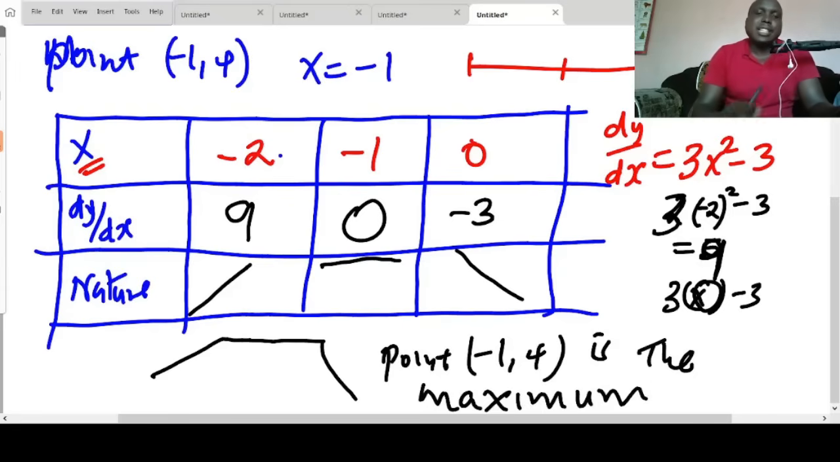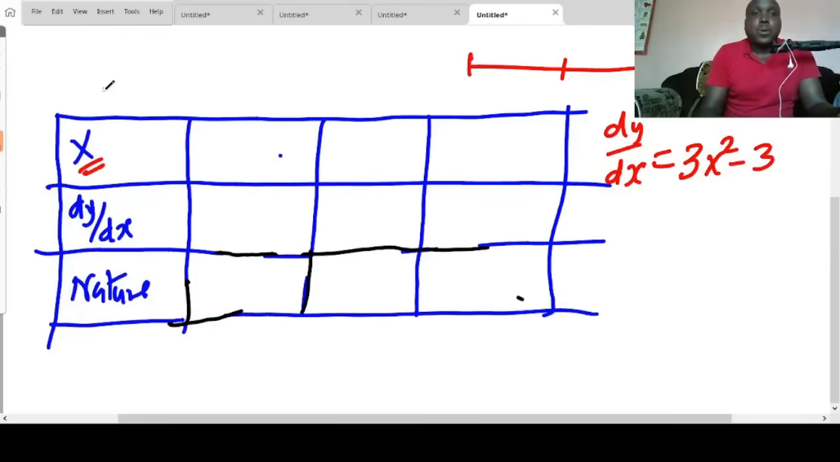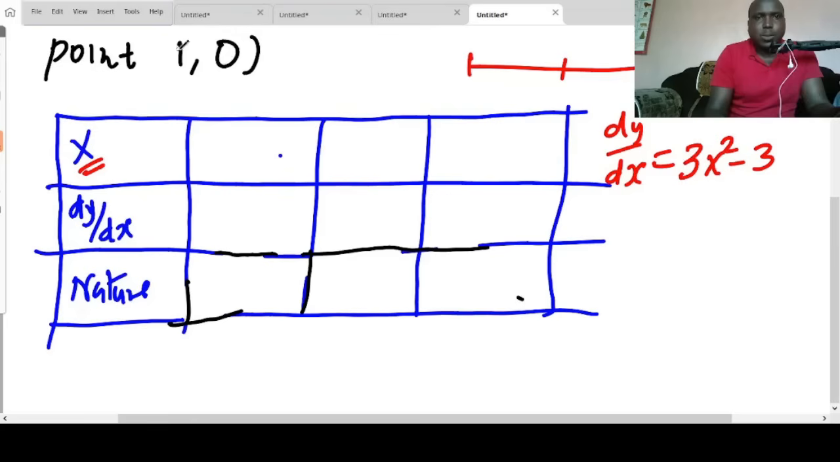Now we repeat the same using the point -1, 0. We do the same using that point. Now when the point is 1, 0, the value of x here is 1. So in this column 1, 2, 3, at the center we put the value of x, we will put 1.